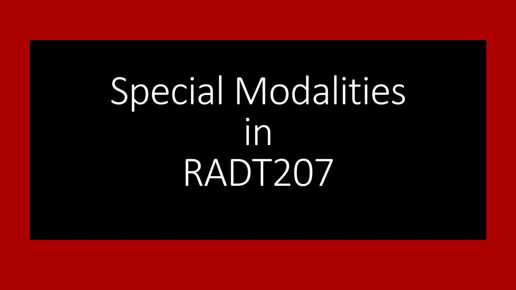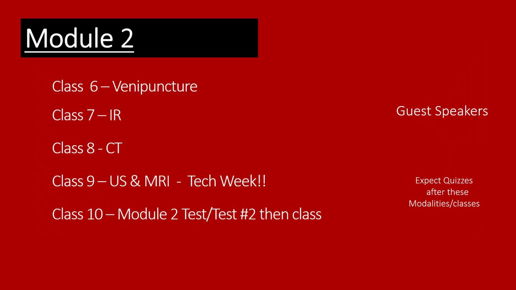Special modalities in RAD 207. Module 2: Class 6 is venipuncture. Class 7 is IR. Class 8 is CT. Class 9 is split, half ultrasound and the second half MRI. This is also Tech Week. Class 10: the first thing is your Module 2 test, and then after your test, you will report back down to the classroom for class. All these are guest speakers. I will be present to make sure everybody has perfect attendance. And then I want you guys to expect quizzes after each of these modalities.